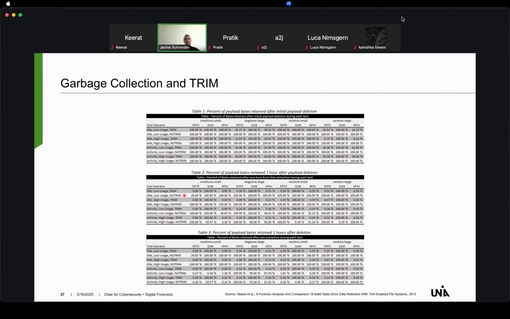They had trim enabled, they had no trim enabled, they had high usage, low usage, low activity, like several different parameters. And what they did is every single time they wrote data and immediately deleted afterwards. And then they checked how long it takes the SSD to get rid of the data. And what they found out was that trim generally shows a very aggressive behavior and that the data was already gone after a very short time.